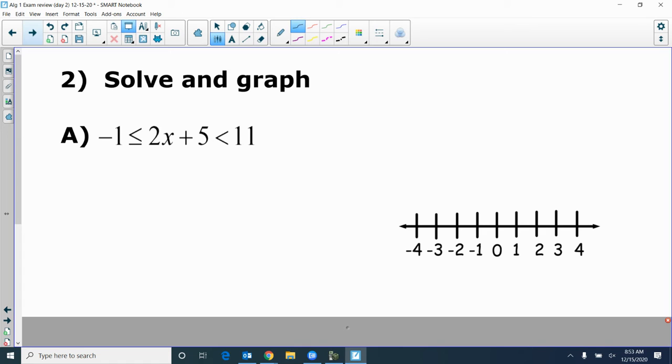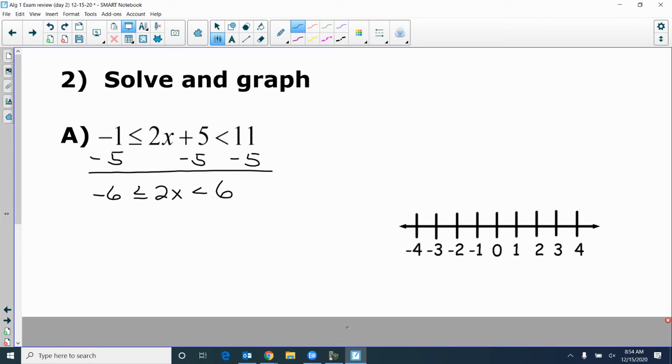When you have this situation, this is where you want to get the X in the middle by itself. Still kind of do what we normally do, add or subtract, so get rid of this 5. So you'll subtract 5 here, but you got to subtract it underneath the 11 and the -1. So get rid of the 5, but you got to move it to the right, and then you got to move it to the left as well. Well, that gives me -6 is less than or equal to 2X is less than 6.